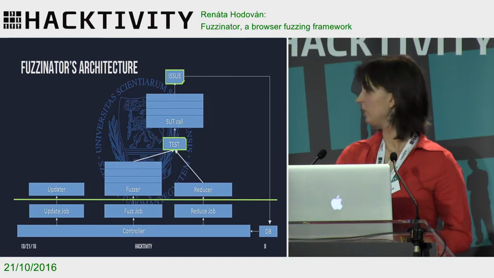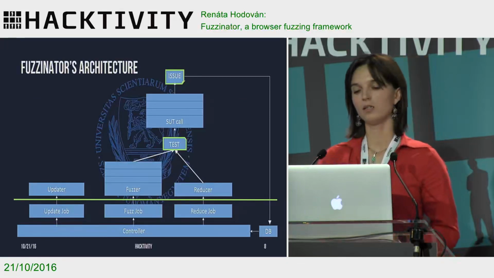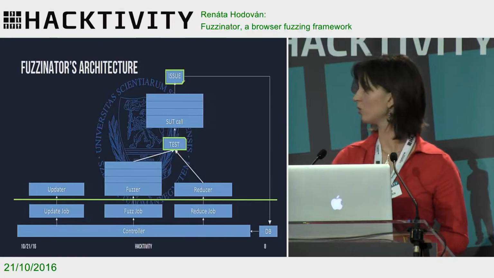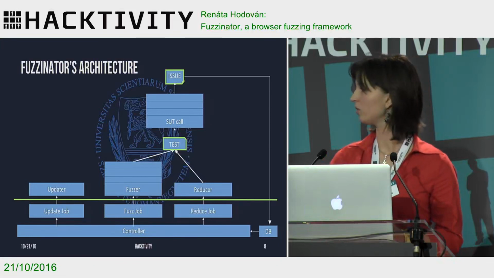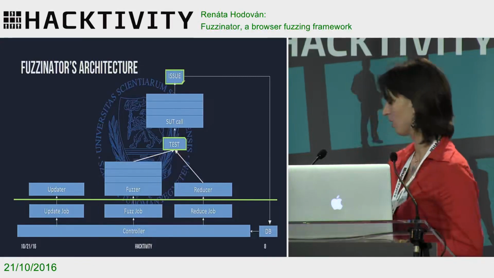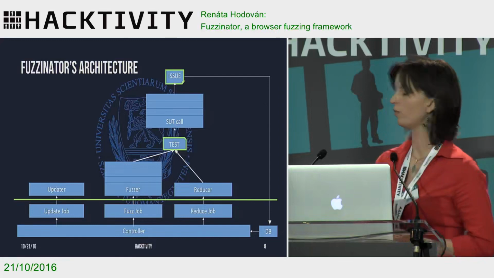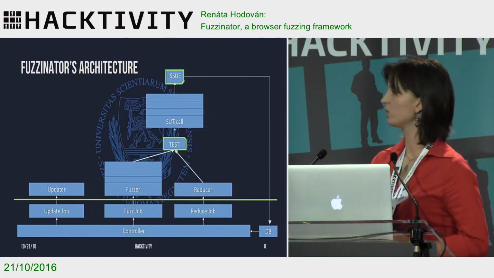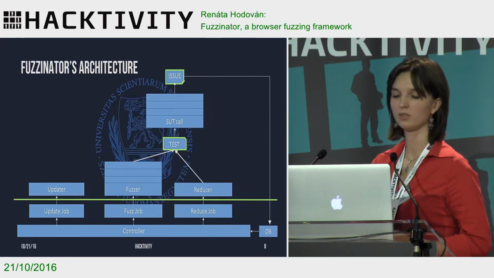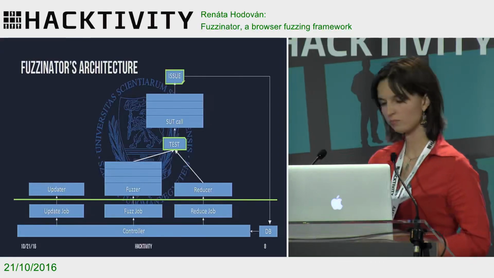Being a bit more technical, let's see the basic architecture of Fuzzinator. The image shows only the very core part of Fuzzinator to help understanding. And as you can see, the heart and the initial point of Fuzzinator is the controller, which is responsible for scheduling the three types of jobs: the update, the fuzz, and reduce jobs.